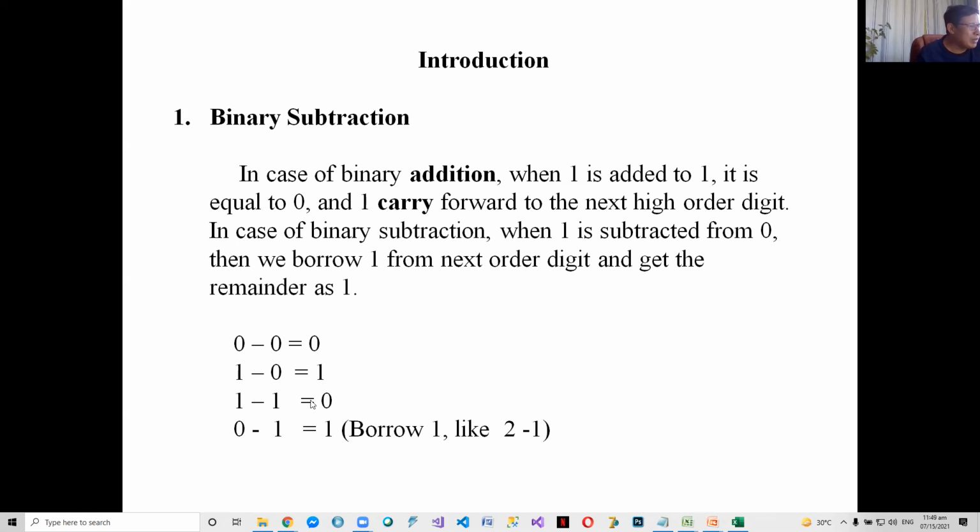Okay. When you subtract, you say 0 minus 0 is 0. 1 minus 0 is 1. 1 minus 1 is 0. But 0 minus 1 is equal to 1, but we borrow 1. Okay? So parang kabaligtar rin siya.